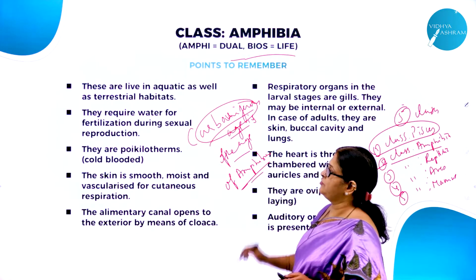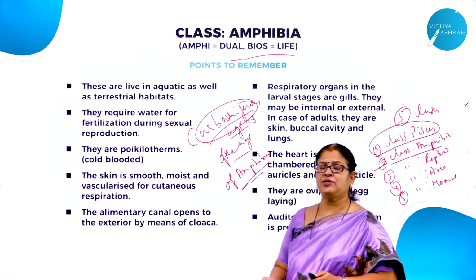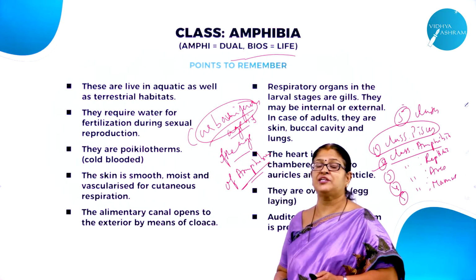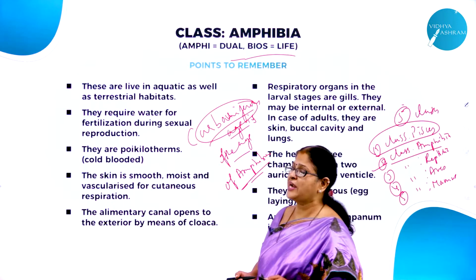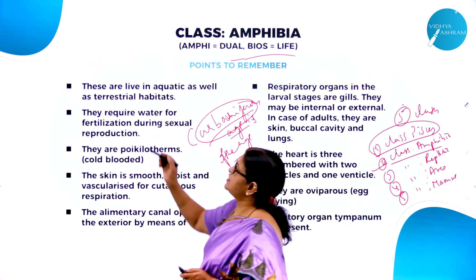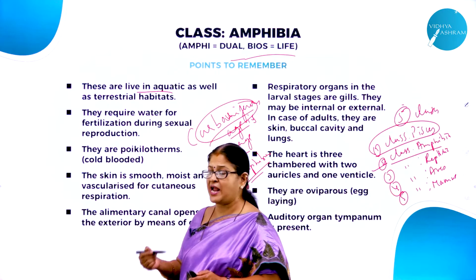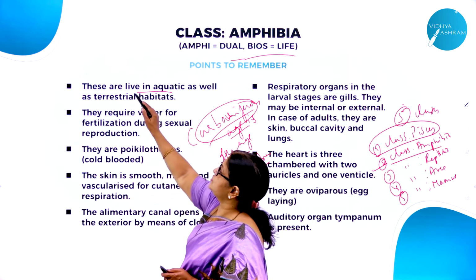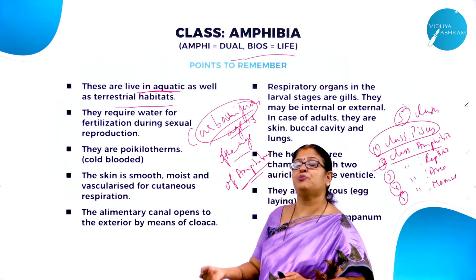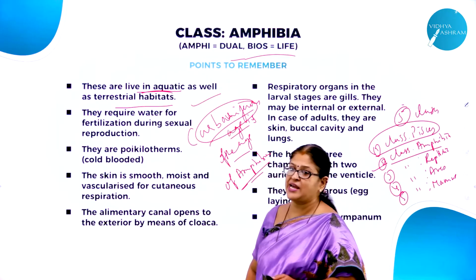And as I said, they are more dominant in the Carboniferous age, the age of amphibians. Let us move on to the characteristic features of frog. I think all of you might have come across a variety of frogs, and you might have observed the characteristic features of these frogs, right? Now let us study in detail about these animals. As I said, these are amphibians living both in water as well as on land, hence the name Amphibia. So these live in aquatic as well as terrestrial habitat. That is one very important characteristic feature.